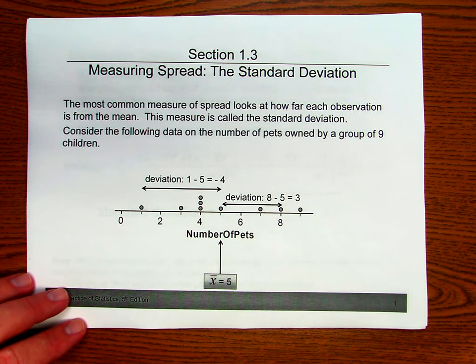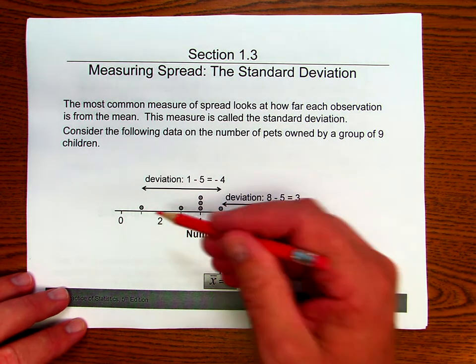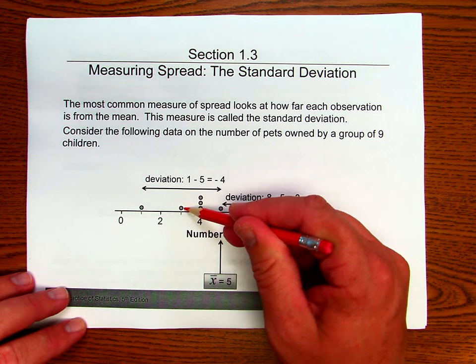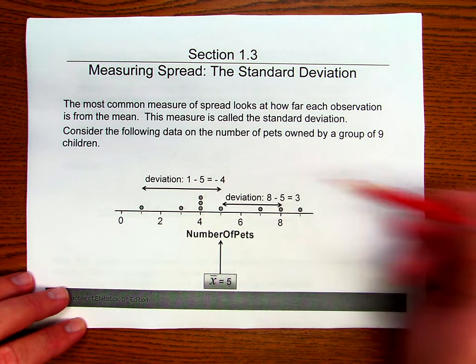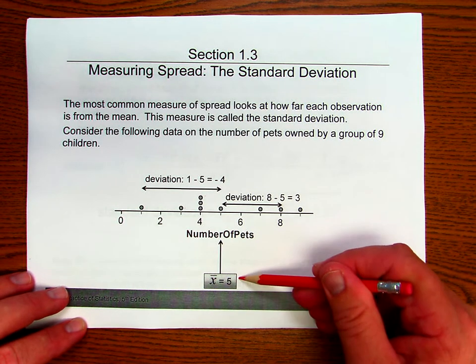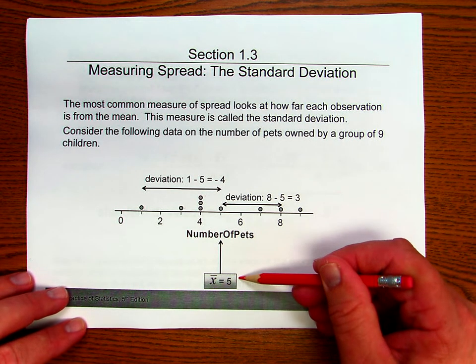So we have a dot plot given here. We have one kid that's got 1 pet, one kid that's got 3 pets, 1, 2, 3 kids that have 4 pets, etc. And he already calculated the mean for us. The mean for this data set is 5.